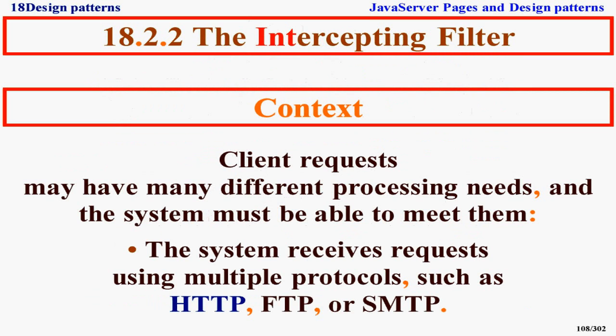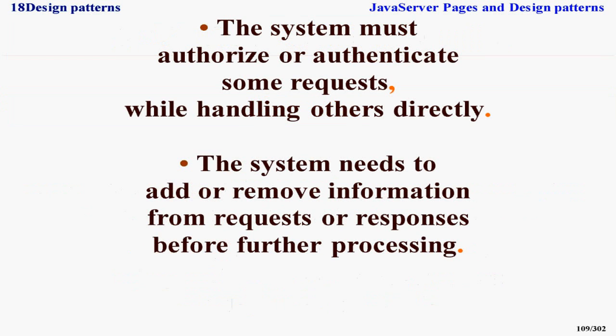18.2. The Intercepting Filter. Context. Client requests may have many different processing needs, and the system must be able to meet them. The system receives requests using multiple protocols, such as HTTP, FTP, or SMTP. The system must authorize or authenticate some requests, while handling others directly. The system needs to add or remove information from requests or responses before further processing.